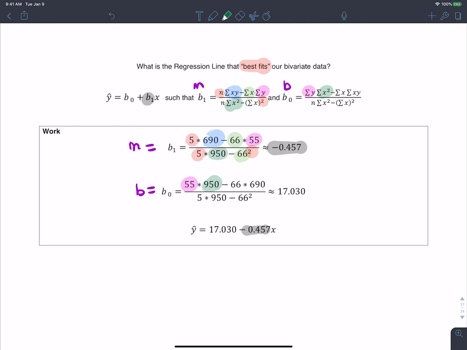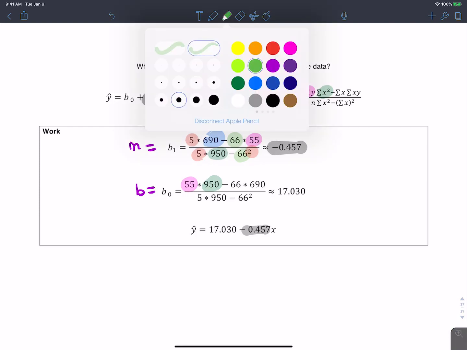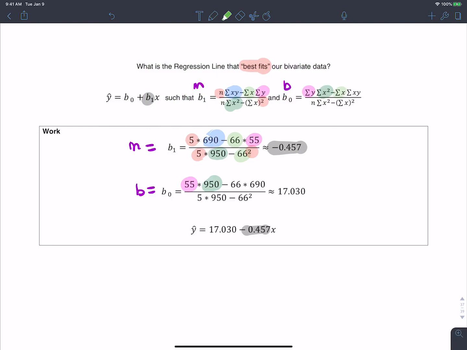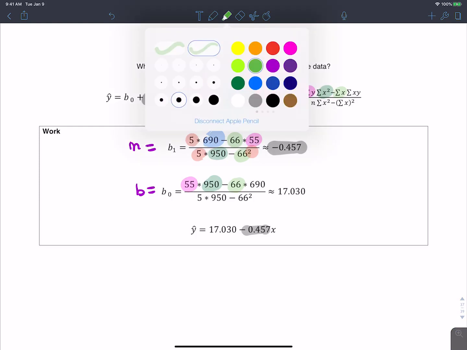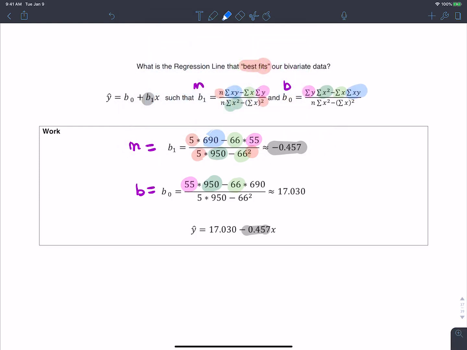Minus sum x. Sum x was lighter green, so this was lighter green, and that was 66. And then we have sum xy. Well, sum xy, we colored it blue, right? And that was 690 here. So there's your numerator. You plug those values in.